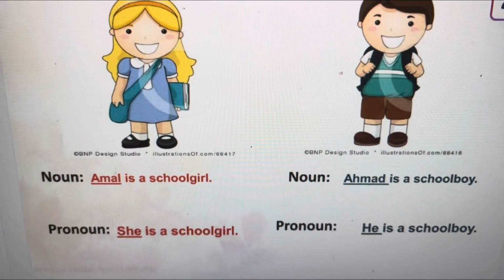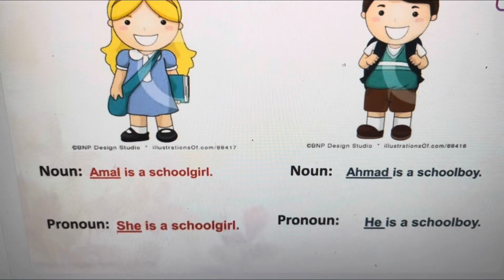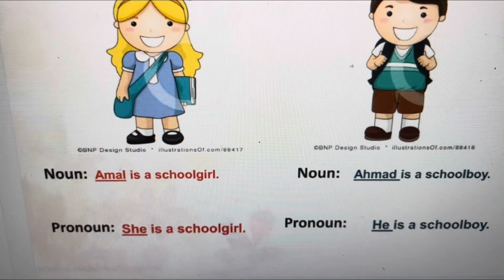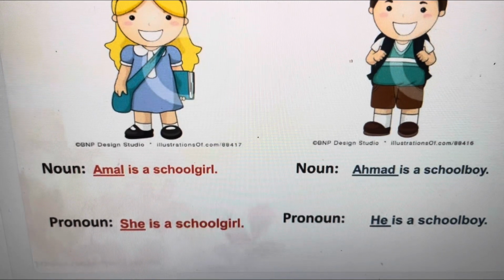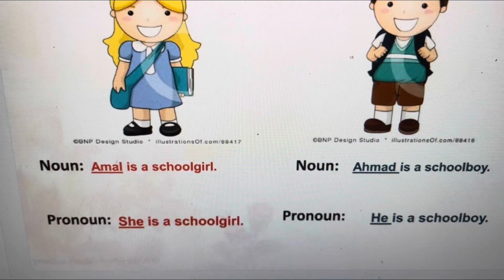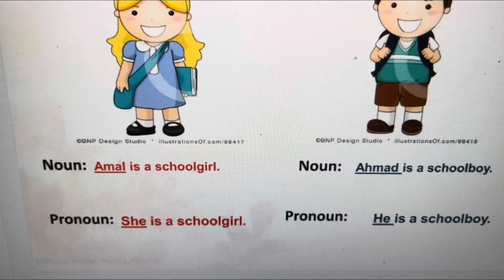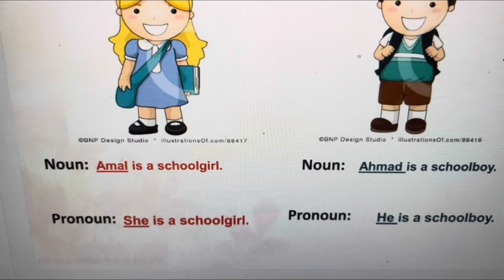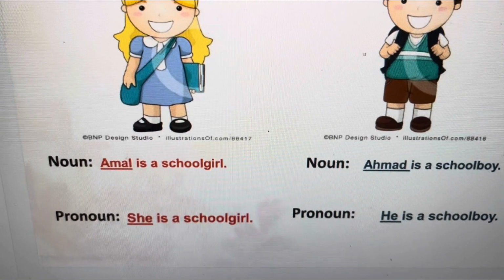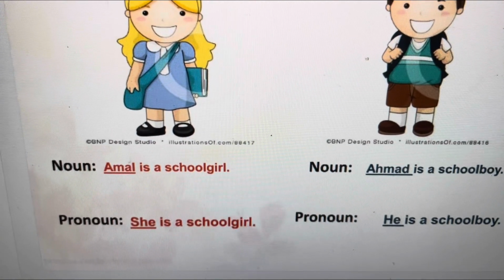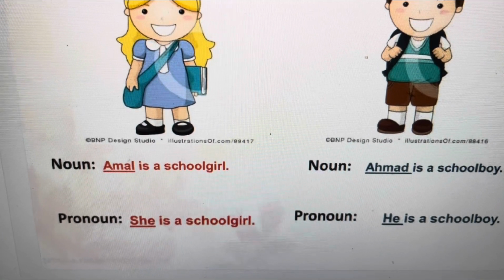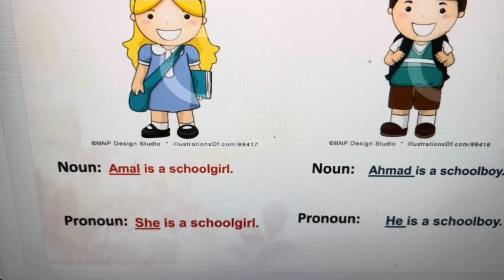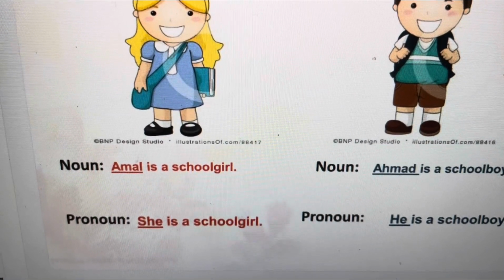So first check the example. Noun: Amal is a school girl. Here Amal is a noun. In the sentence we used her name. Amal is a school girl. Now how will we make a pronoun? We will remove Amal's name. She is a school girl. Now she is a pronoun, and she is used for a singular noun. We will replace a singular noun with the singular pronoun she. She is a school girl.